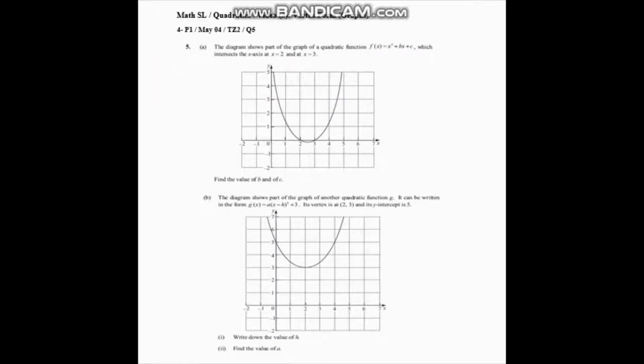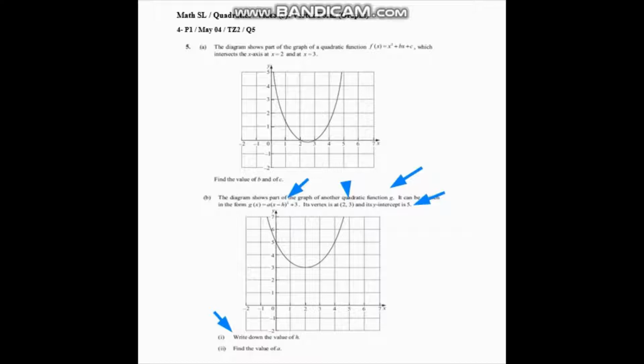Next, we are told that the diagram shows part of the graph of another quadratic function g. This function can be written in the form a times x minus h all squared plus 3. So this is what we call the vertex form of expressing a quadratic function. The vertex is at 2, 3 and the y-intercept is 5. Find the value of h, or rather write down the value of h because there are no calculations involved.